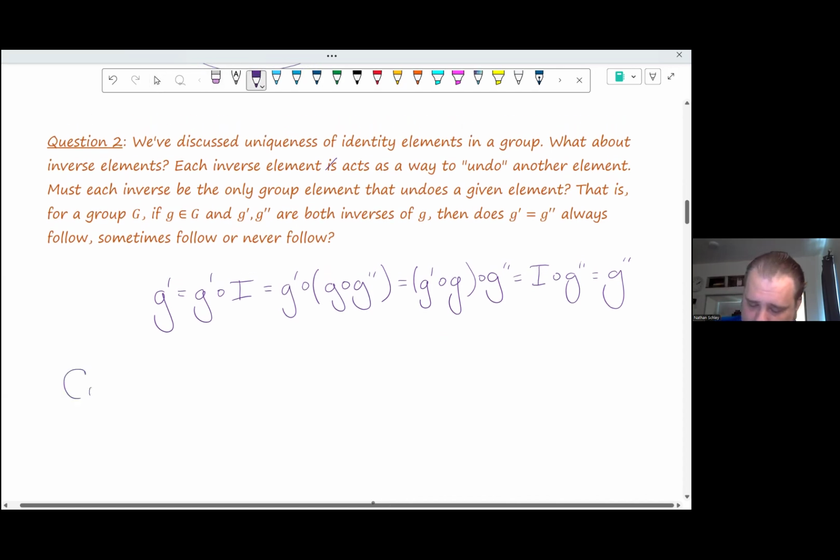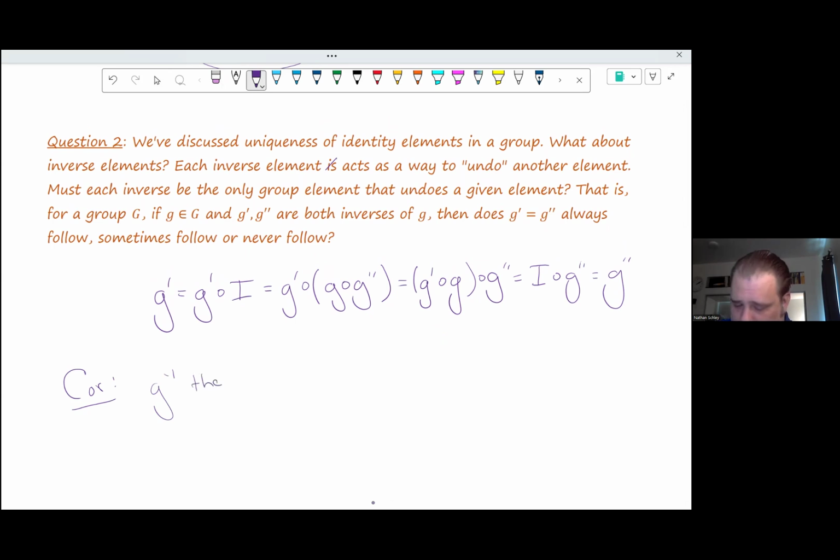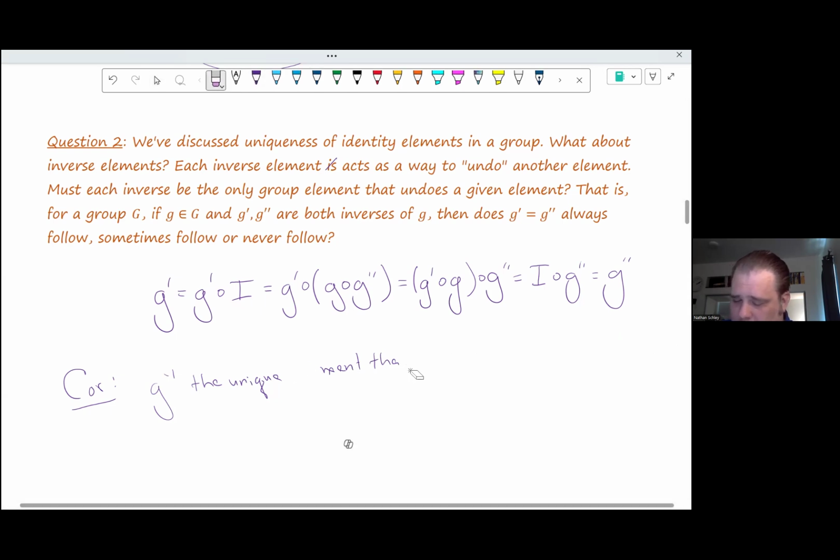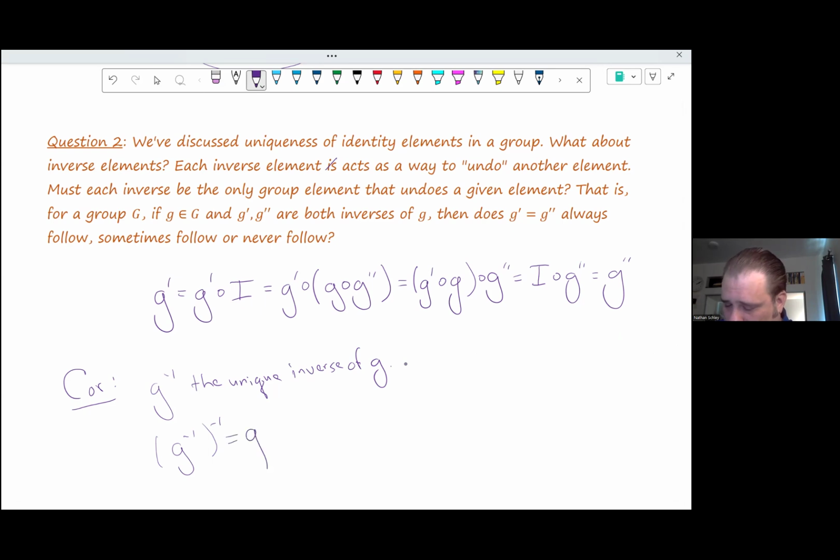And then as a little bonus, as a little corollary here, if I called G inverse the unique inverse of G, then I can also say that G inverse, which is the unique inverse of G inverse, must equal G. Right? I guess that's not a corollary. That's a proposition. But we can prove that using the uniqueness of inverses.